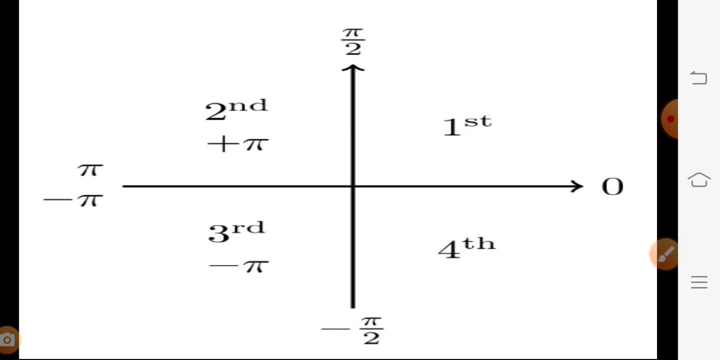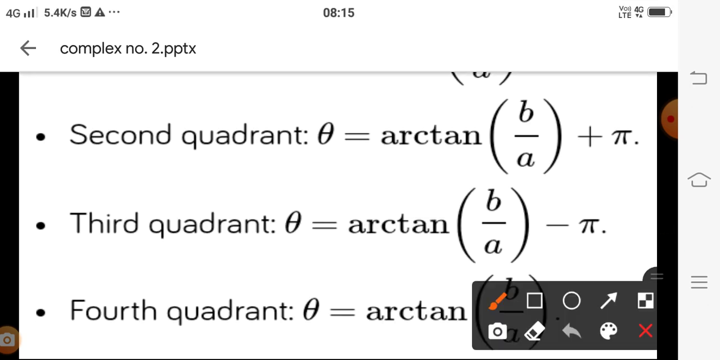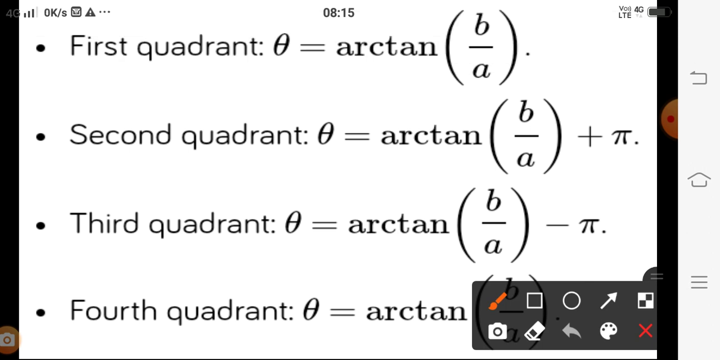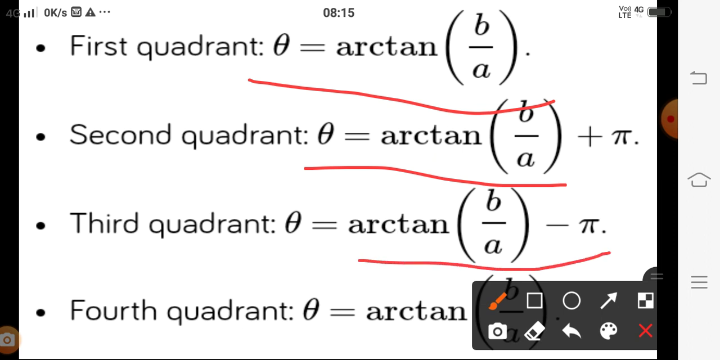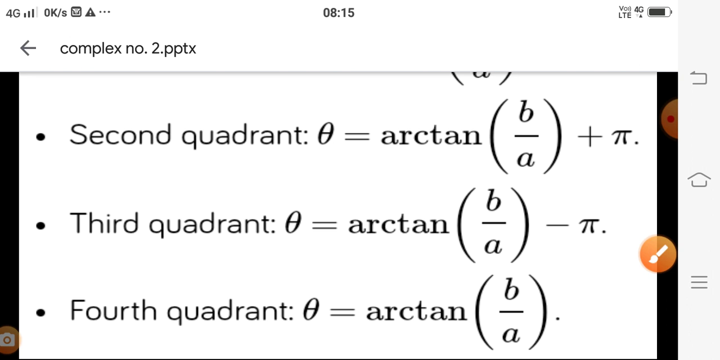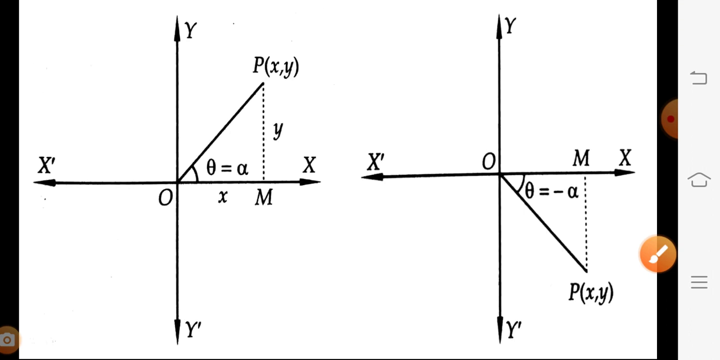Tan theta is equal to perpendicular upon base. In the first quadrant, theta we get as arc tan b upon a. In the second quadrant we get the argument when we add pi to the value of arc tan. Then in the third quadrant we get the argument if we subtract pi, and in the fourth quadrant the negative of the first one. These you have to remember when you are finding the argument for the given question.